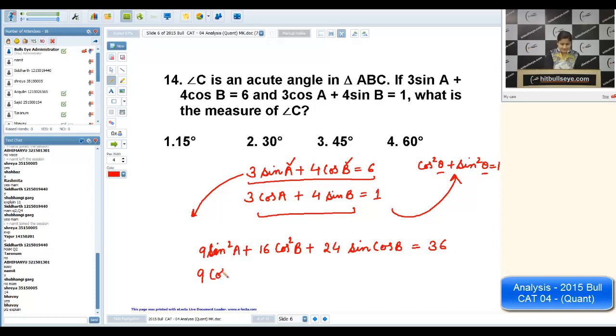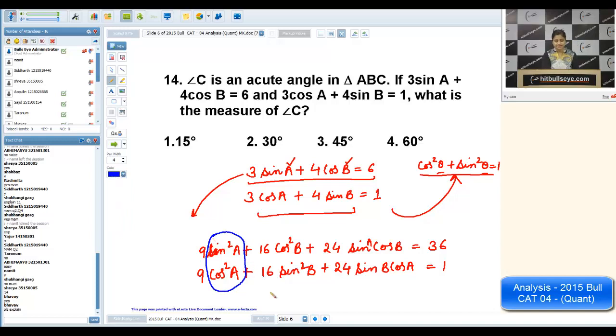Similarly, it will give you 9 cos square A. Now, I'm squaring the second equation: 16 sine square B plus 24 sine B cos A is equal to 1. Now, if we add up these two equations, why are we adding here? Because we need cos square theta plus sine square theta. If we add them, 9 will be common. It will become sine square theta plus cos square theta, so it comes out to be 9. Similar logic in the second expression, 16. 24 is common. Now sine A cos B plus sine B cos A.